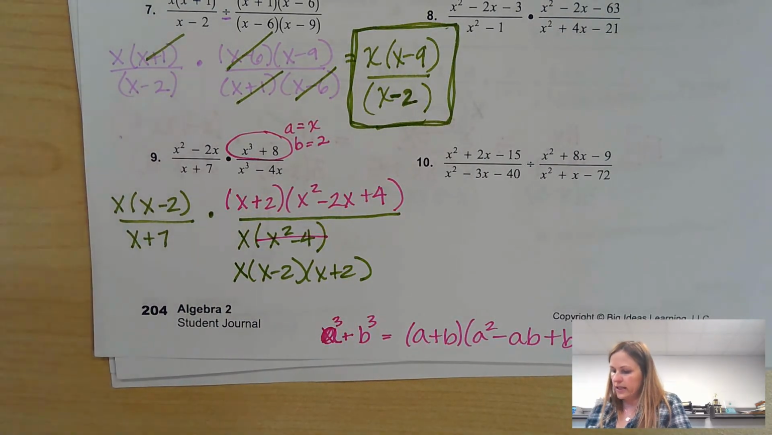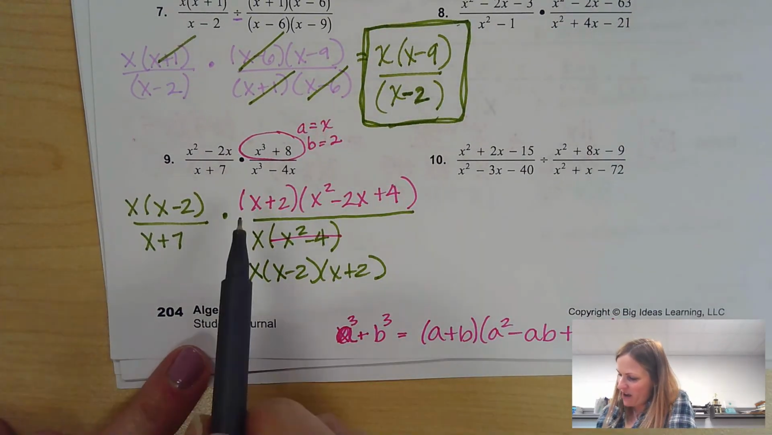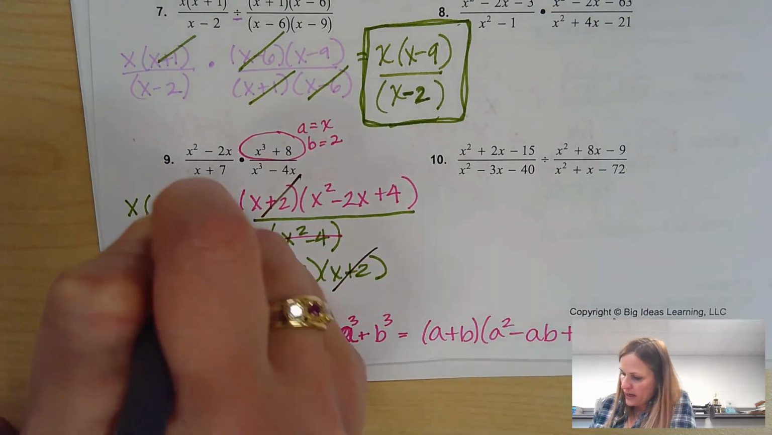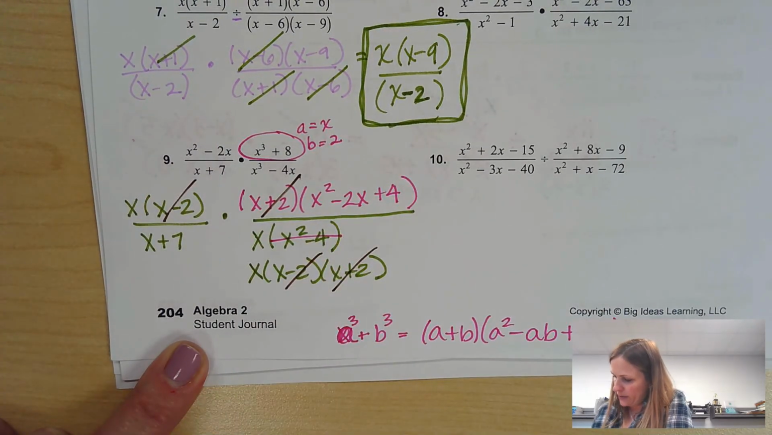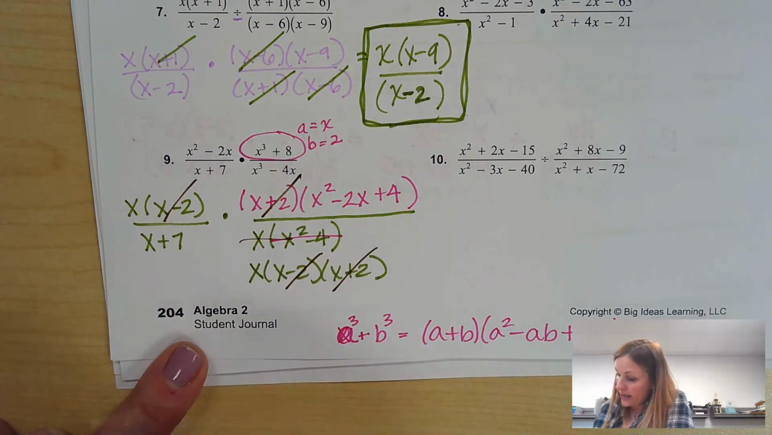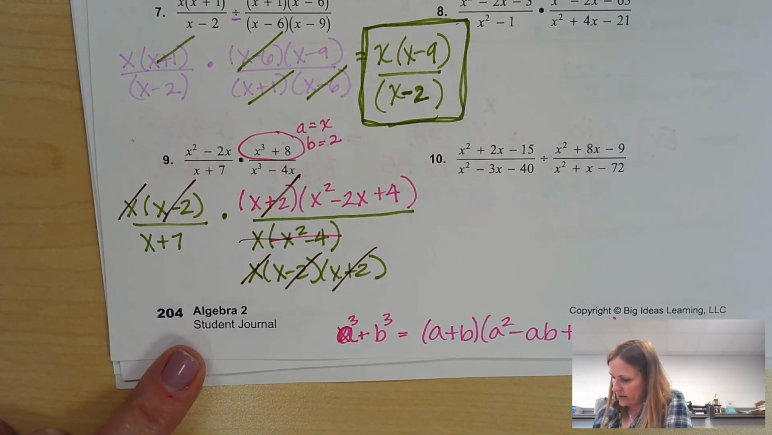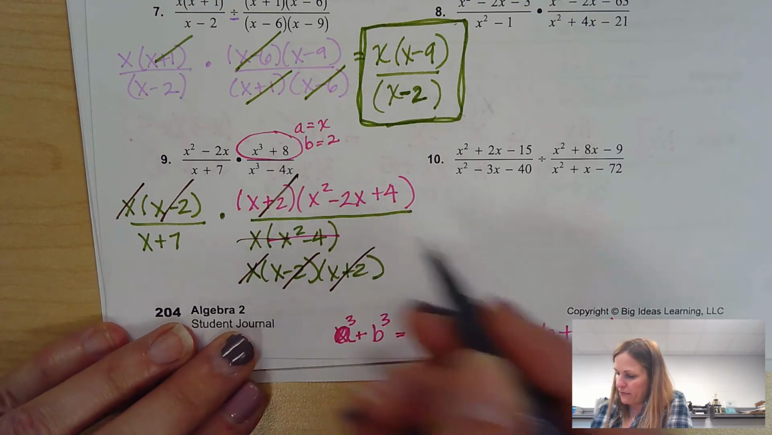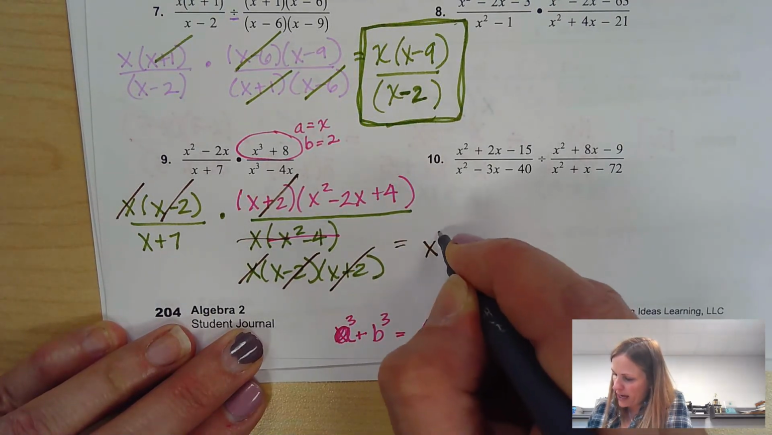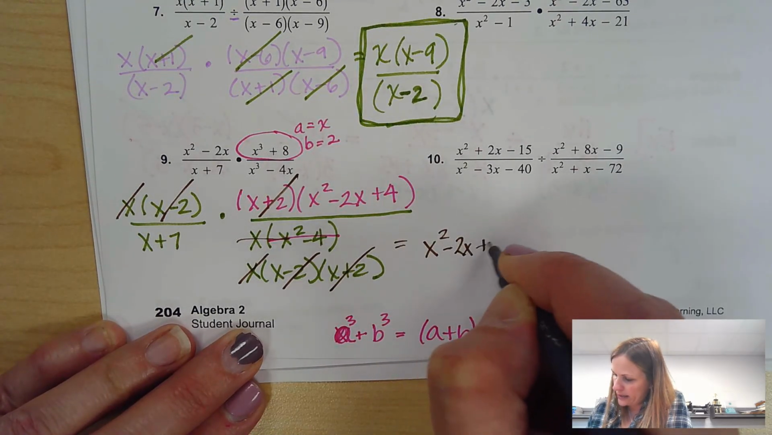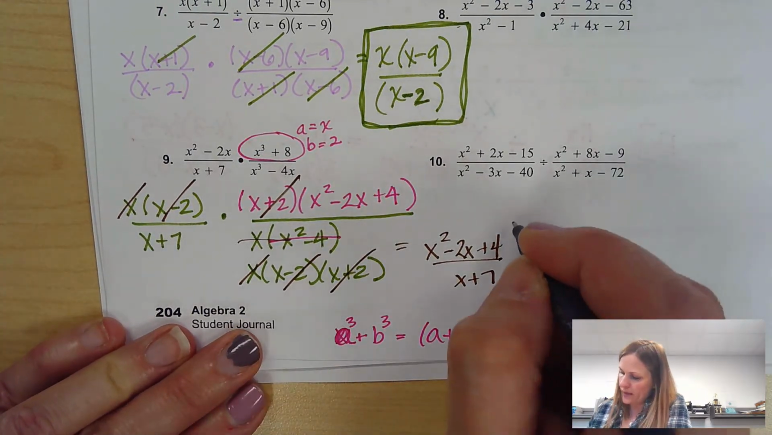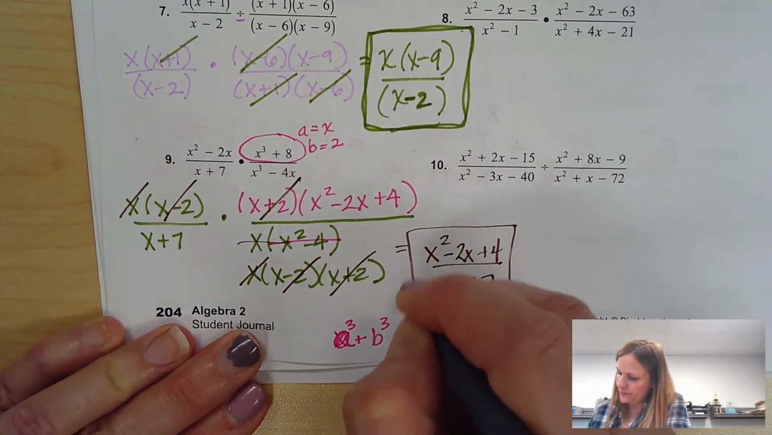All right, let's see what we can cancel. So we have all this stuff, right? I see an x plus 2 and an x plus 2. x minus 2, x minus 2. And I see an x and an x can cancel. And I think that's it. Remember, this can't be factored, so I'm going to be left with x squared minus 2x plus 4 over x plus 7. And that's my final expression.